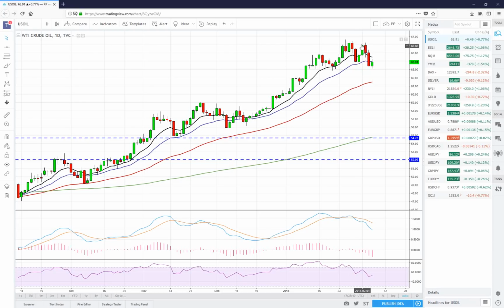And pretty much after that, lower high and lower low. So crude oil currently showing some weakness as well. Obviously not as pronounced, but definitely not something I'm looking for. I'm not looking for any buying opportunities here.